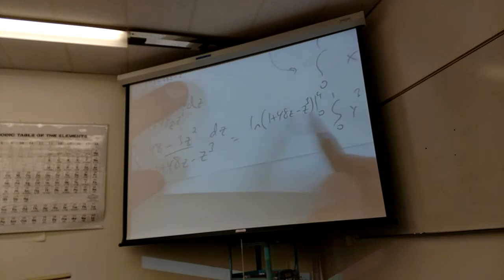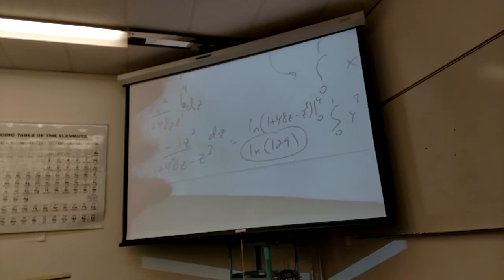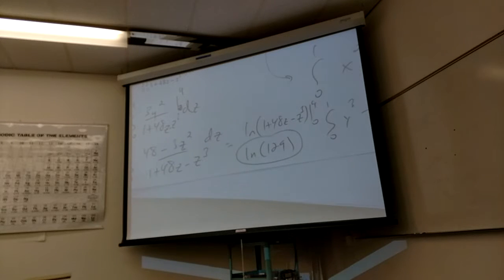And when you plug a 4 into this mess, 129. And when you plug a 0, you get ln of 1, which is 0. So ln of 129. I like it. So don't try to do weird stuff. Always try easy stuff first. And then if that doesn't work, go, oh man, it's got to be something weird.